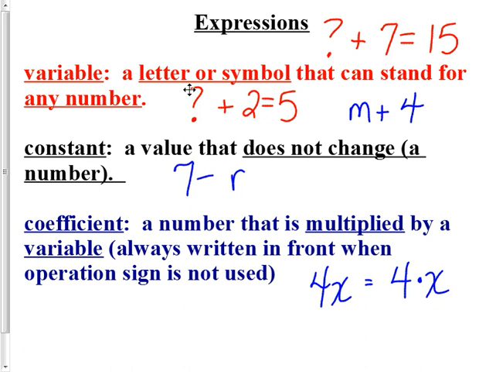It's going to be a number, and it could certainly be a fraction. It could be a decimal. It could be a negative number. But it is a number that is multiplied by a variable. It's always going to be written in the front if there's not an operation sign.